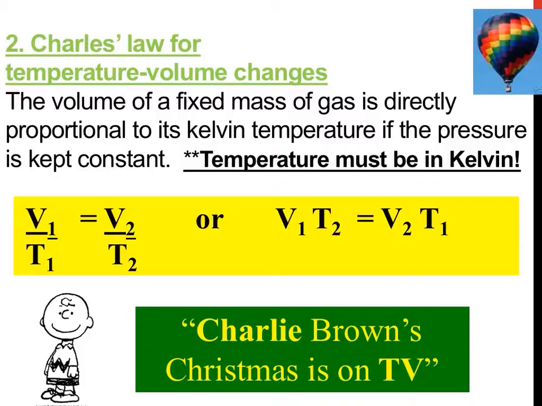The second law is called Charles' law for temperature-volume changes. The volume of a fixed gas is directly proportional to its Kelvin temperature if the pressure is kept constant. So in Boyle's law, we held temperature constant. That's why we only used P and V. Here in Charles' law, we're keeping the pressure constant, so we're only going to use volume and temperature. So in class, I gave everybody another puffy cloud of greatness here, because this is an equation that you will need to know for the test.